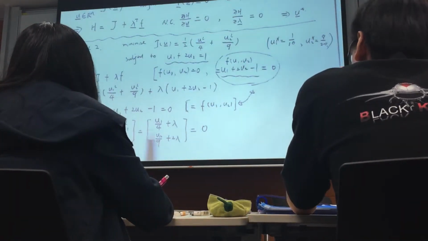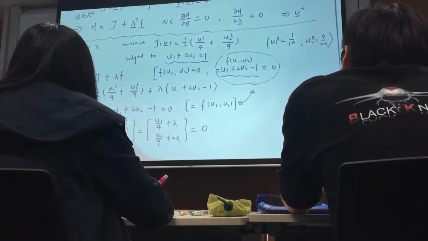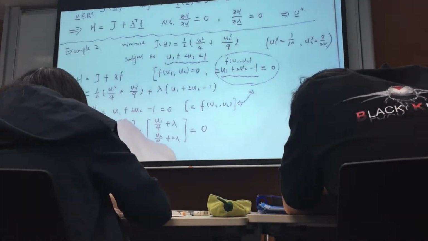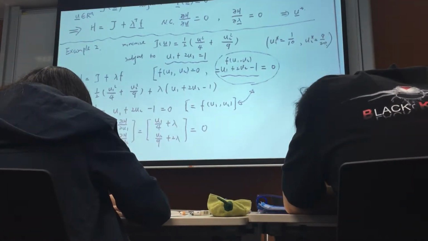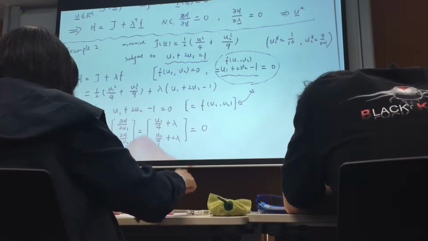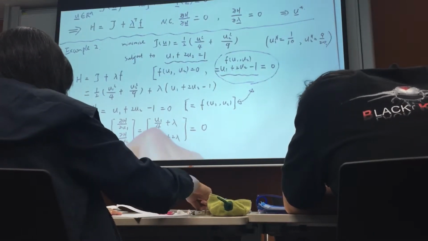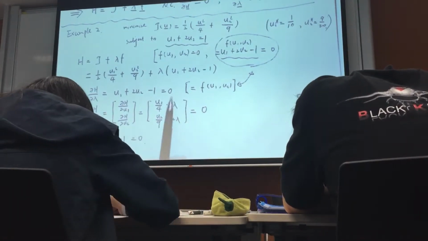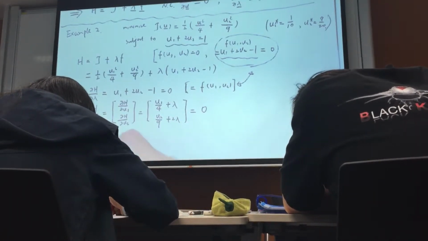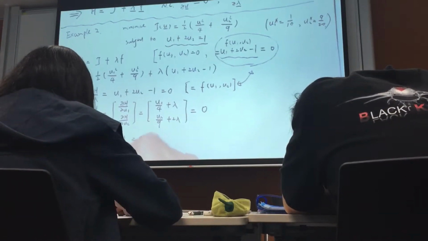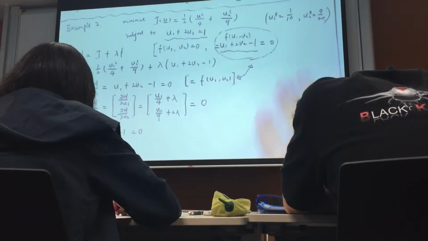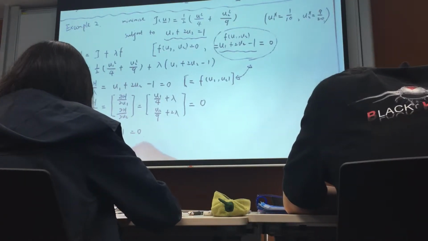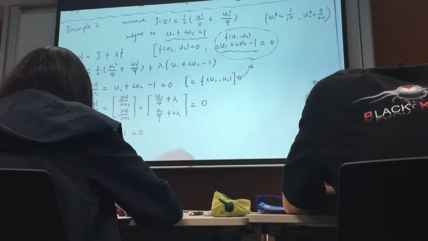So from here, we got 3 equations. The first one is u1 plus 2u2 minus 1 equal to 0. The second one is u1 divided by 4 plus lambda equal to 0. The last one is u2 divided by 9 plus 2 lambda equal to 0.